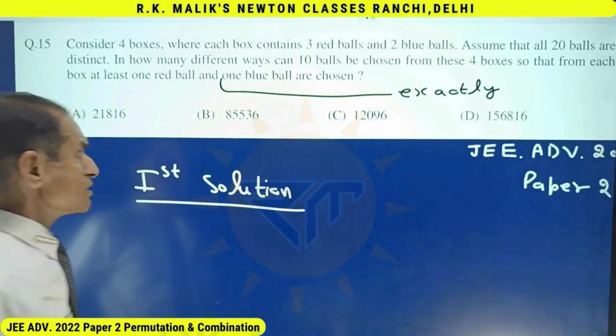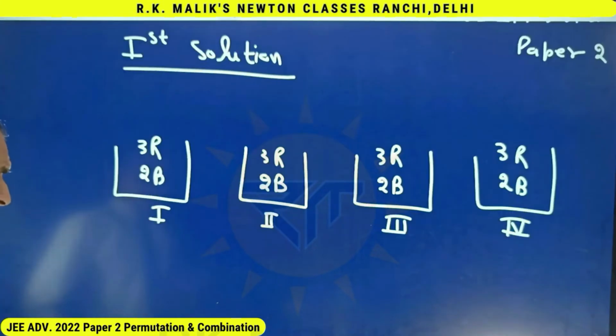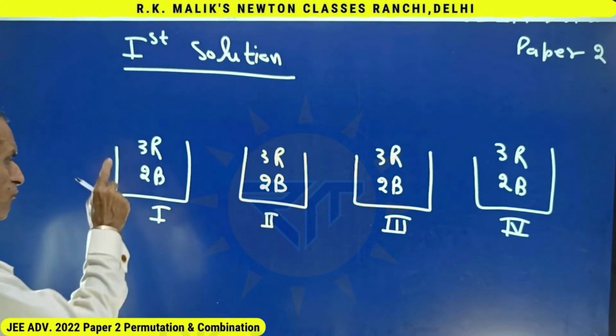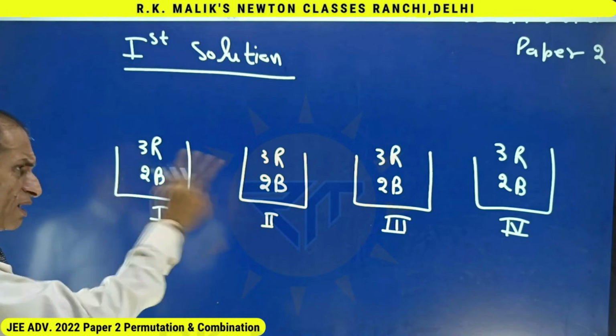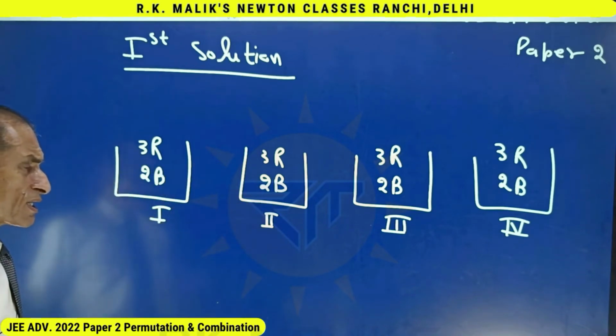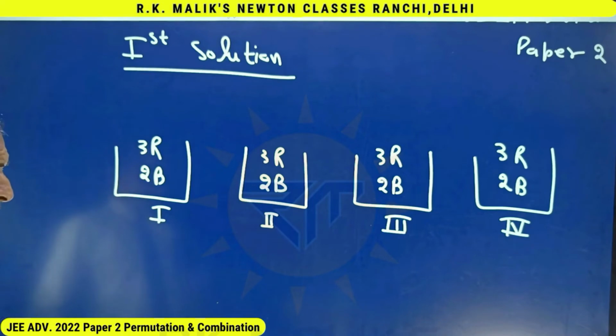exactly one blue ball is chosen, and in this supposition when 10 balls have to be chosen can happen in two ways, that one box gives 3 red balls and other 3 boxes give 1 red ball each, or the second possibility is 2 boxes give 2 red balls each and other 2 boxes give 1 red ball each.